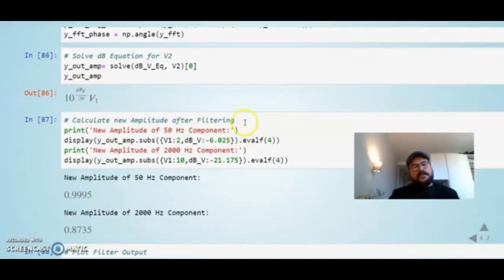When we substitute the values, our voltage was 2, and we will have an attenuation of minus 6.025 dB. So the new amplitude for the 50 Hertz component should be 0.99, approximately 1. It makes sense because minus 6 dB is like a ratio of half, so 0.5, and 2 divided by 2 is 1.